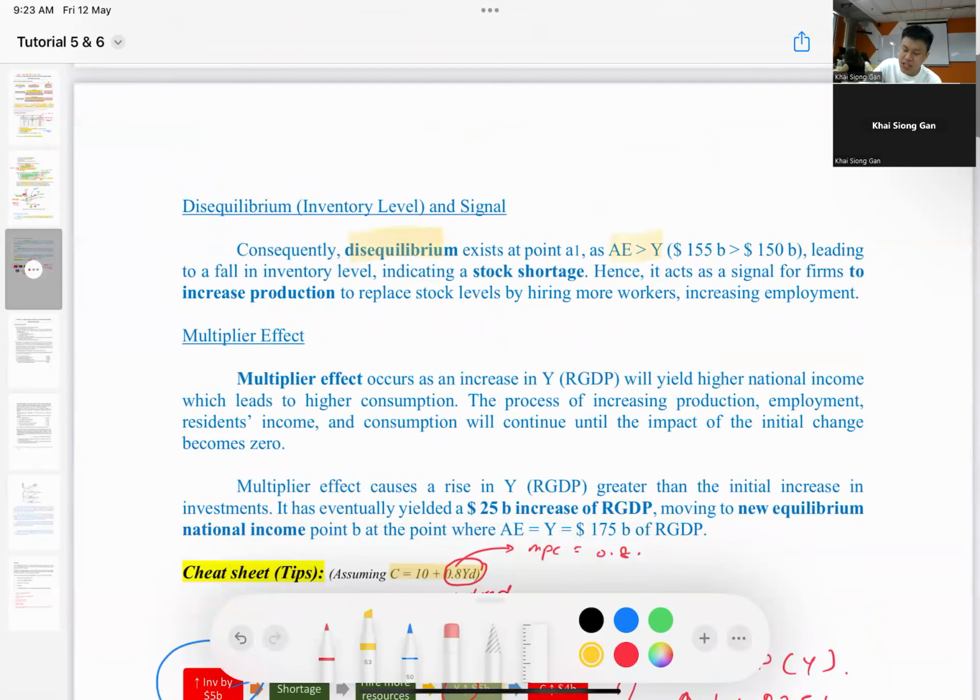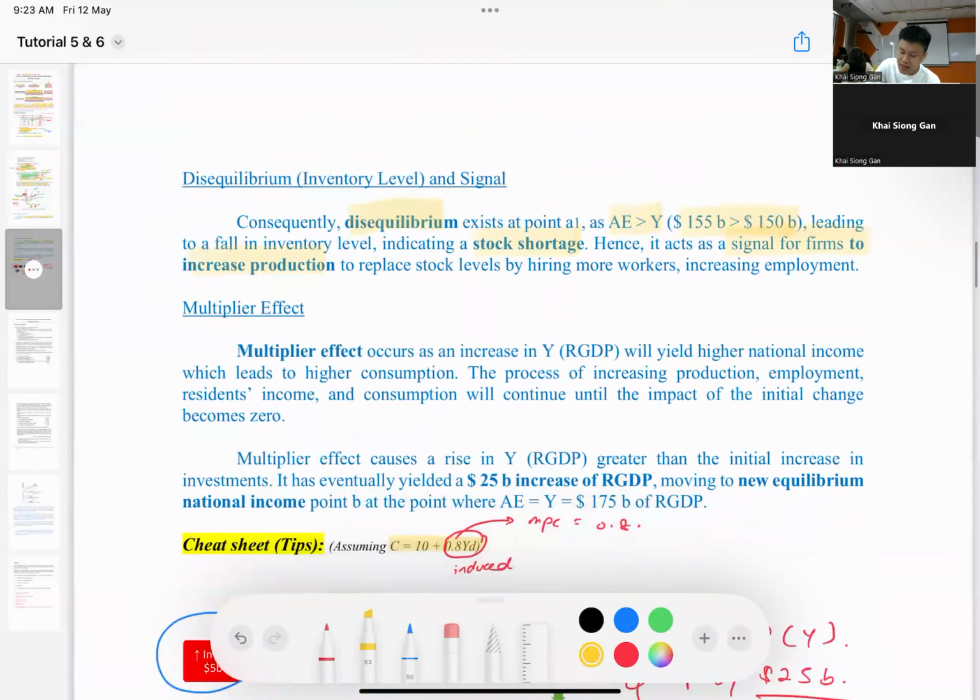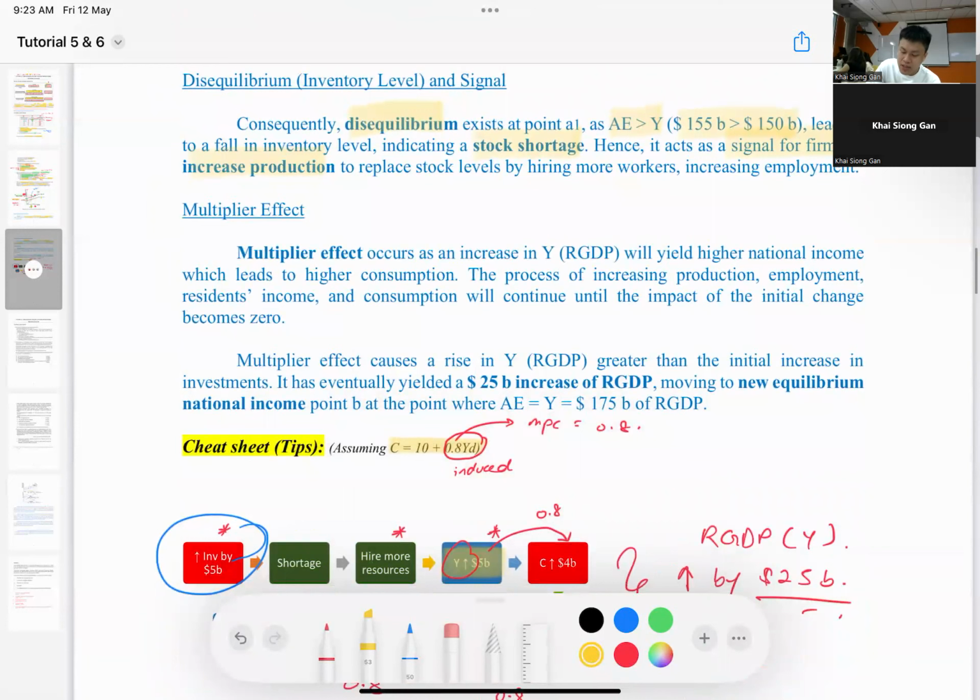Why? Because your aggregate expenditure is larger than output. 155 billion is larger than 150. So there is a stock shortage. It's a signal for the firms to increase production to replace the stock levels by hiring more workers and increasing employment. Once they do that, that's what we call the multiplier effect. The multiplier effect occurs as an increase in the real GDP results in higher national income, which leads to higher consumption. The process of increasing production, employment, residents' income, and consumption will continue until the impact of the initial change becomes zero. This sentence here is basically explaining what I mentioned just now.